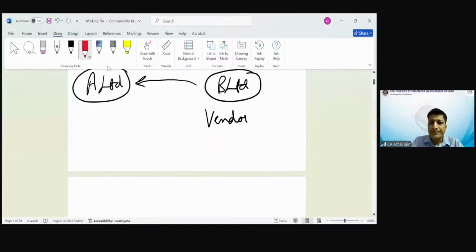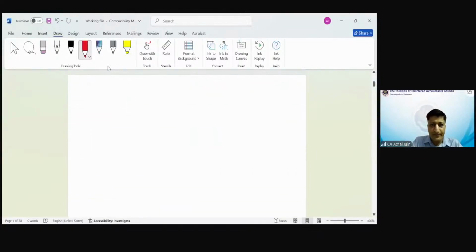Now, let's take one more example. See, this is very, very important for you to understand what is a liability and what is a provision. Why? Because generally there is a lot of confusion between these two. Now, let's suppose there is a party P Limited.